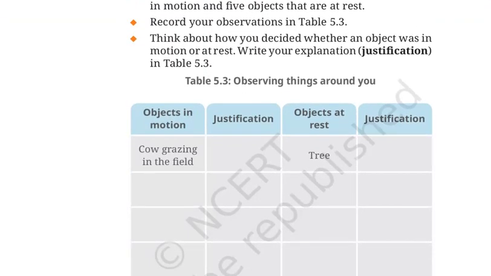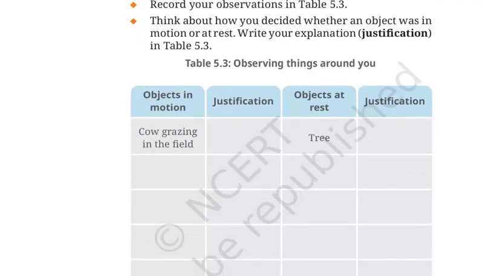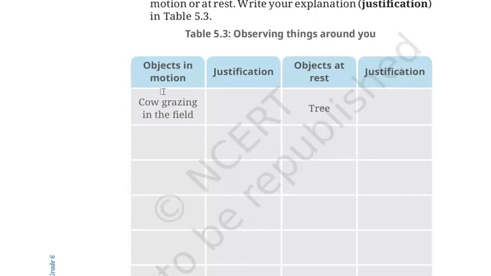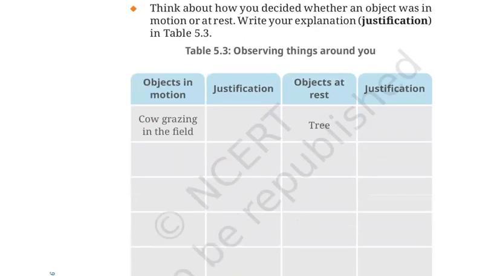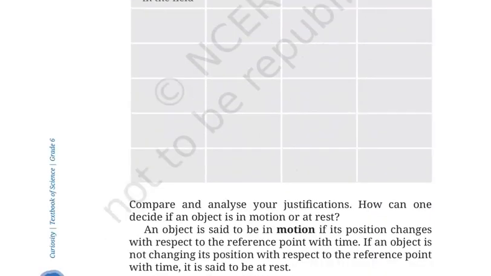You have to record your observation: write down the objects in motion, and justify your answer, how they are in motion. Then write down the objects at rest and again write your explanation of how you think the object is at rest. Once you complete it, you can put it in the comment section. I will check it for you. Or if you have any problem, you can ask me directly in the comment section.